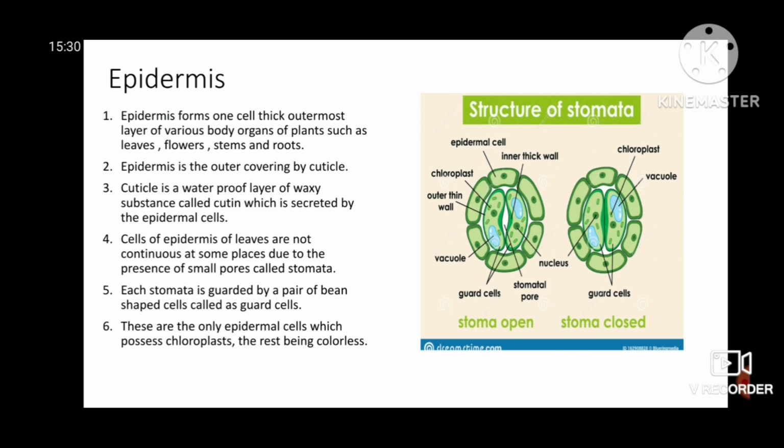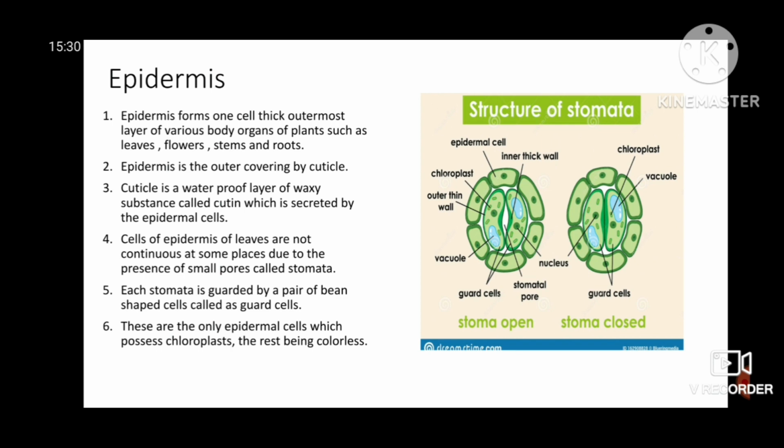Epidermis forms the one-cell-thick outermost layer of various plant organs such as leaves, flowers, stems and roots. The main definition of the epidermis is the outer covering of any part of a plant, mainly the leaves. The epidermis is covered by a cuticle. It is a waterproof layer of waxy chemical substance called cutin. This cutin is secreted by the epidermal cells.